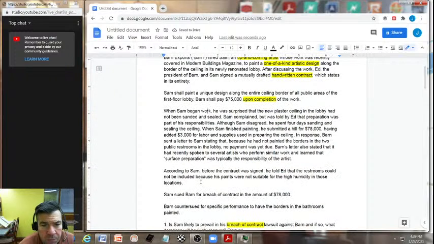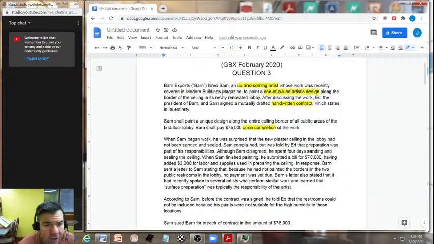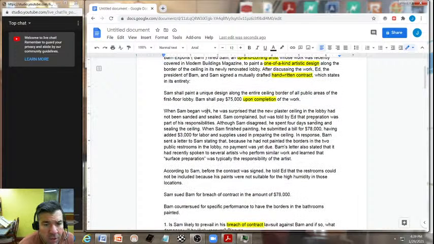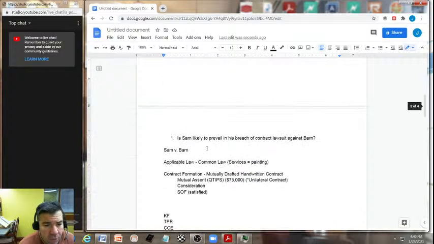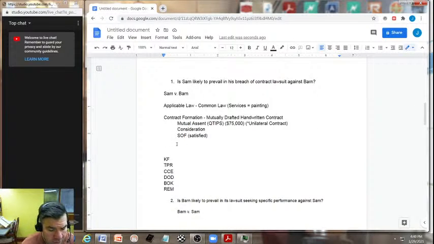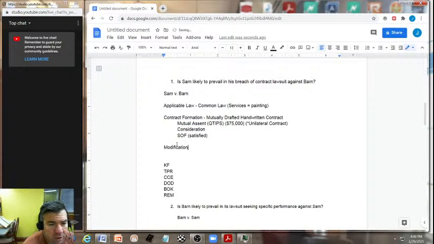Okay, now when Sam began work, he was surprised that the new plaster ceiling in the lobby had not been sanded and sealed. So Sam complained, but was told by Ed, remember who Ed is? Ed is our president of Barnes, that preparation was part of his responsibilities. Although Sam disagreed, he spent 4 days sanding and sealing the ceiling. So we want to make sure that we throw down modification at this point.